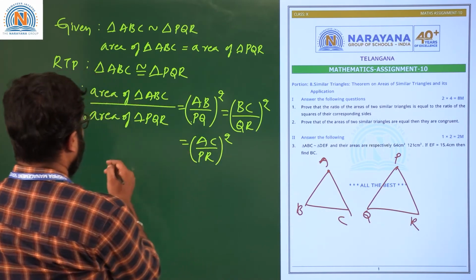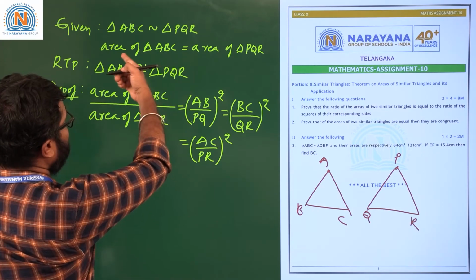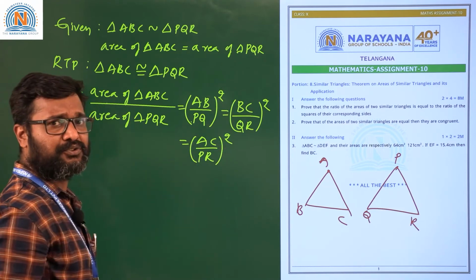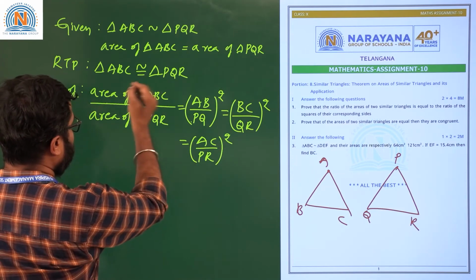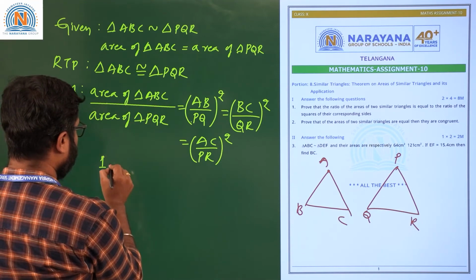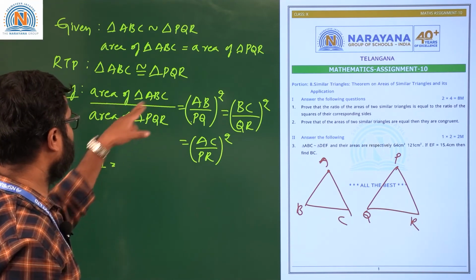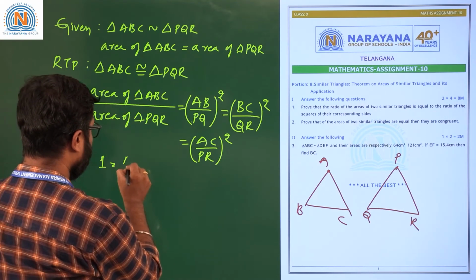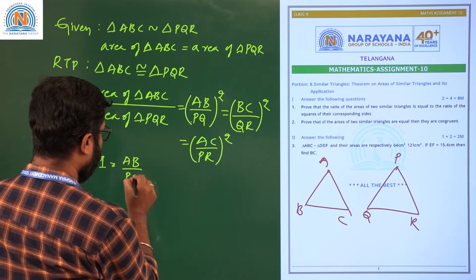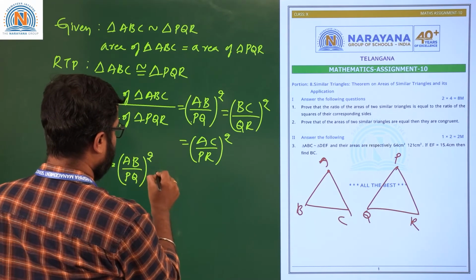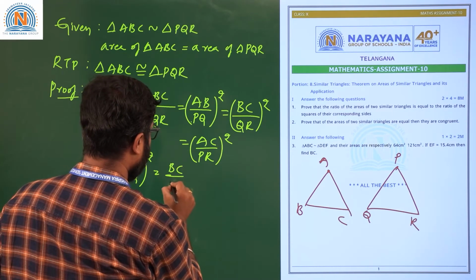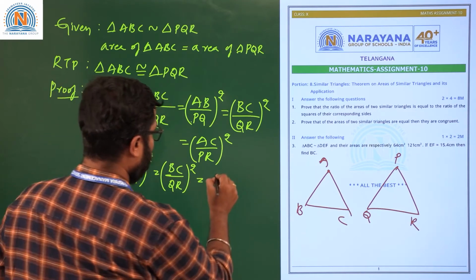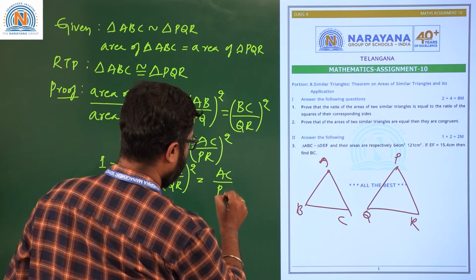So now the given one, what is the given one? Area of triangle ABC is equal to area of triangle PQR. Then the ratio should be what? 1. That is this whole is equal to 1, isn't it? Being both are equal, they will get cancelled and it will be equal to 1. Now 1 is equal to what, children? AB by PQ whole square is equal to BC by QR whole square is equal to AC by PR whole square.